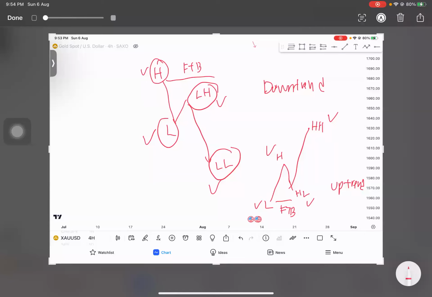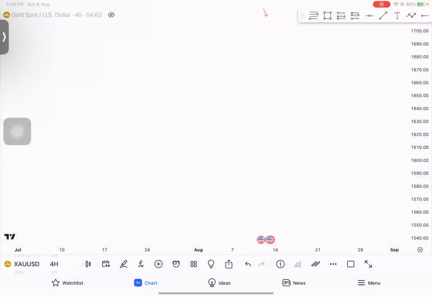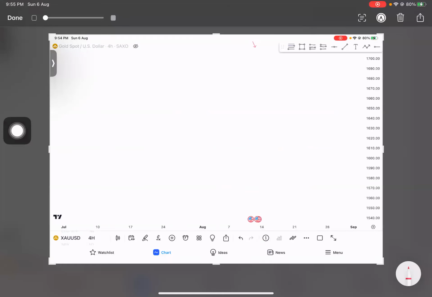Okay, so I will just conclude. What is the main point of the structures? First, on the uptrend. The first point is the structure must have low, high, higher low, higher high. Second, it must break out the previous high.